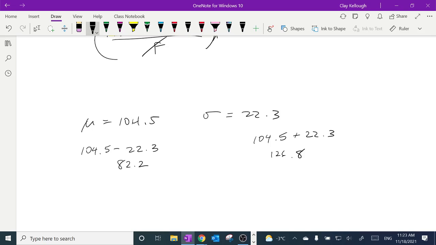So now, how much of the data is that? Well, let's see. Go back to your scores and put them in order. On the TI, that's just the sort function.